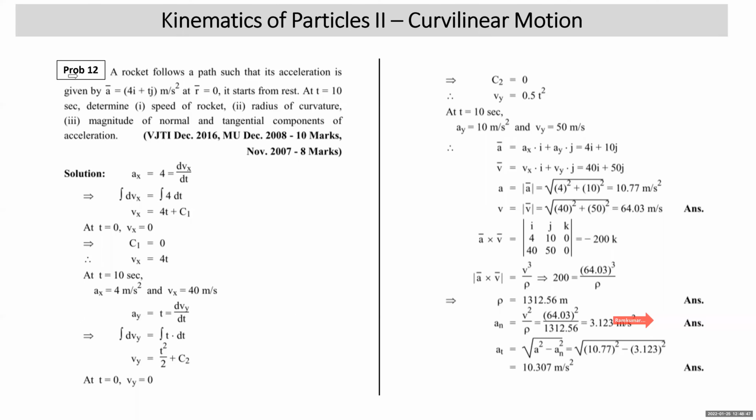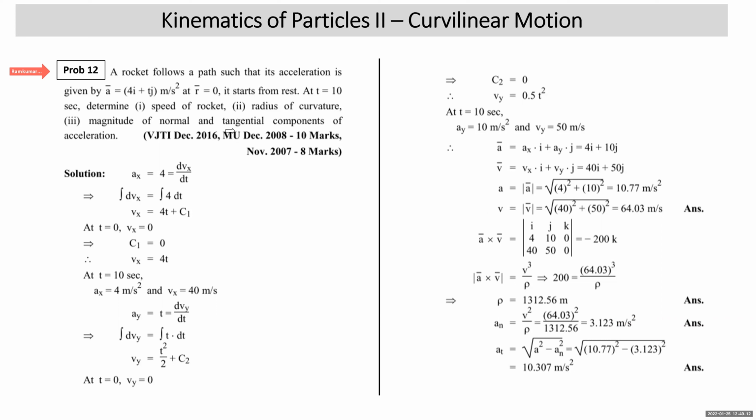Okay, students, we move to the next sum, that is problem number 12. The rocket follows a path such that its acceleration is given by a bar equal to 4i plus tj meter per second square. At r bar equal to 0, it starts from rest. At t is equal to 10 seconds, determine the speed of the rocket, radius of curvature, and magnitude of normal and tangential components of the acceleration. This problem also has been asked as it is a number of times in the examination.